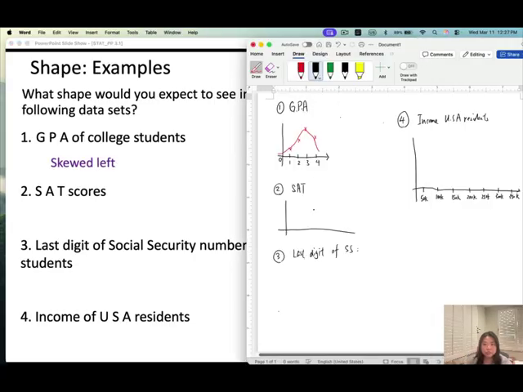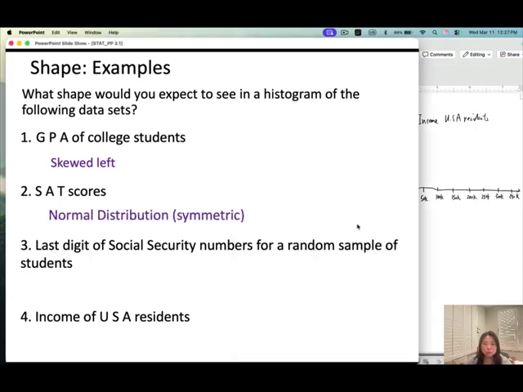Okay, SAT score. All the students take the exam together. You could think of it as similar to the height of men or the height of women. That would be the normal distribution. Some students do really, very good here, but the majority is going to be in the middle. So that will be the normal distribution.